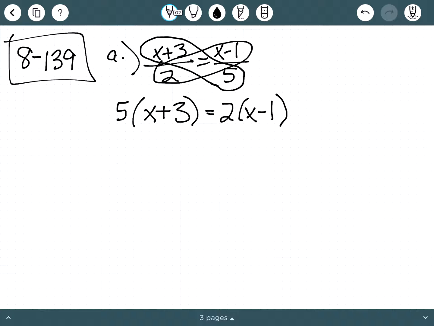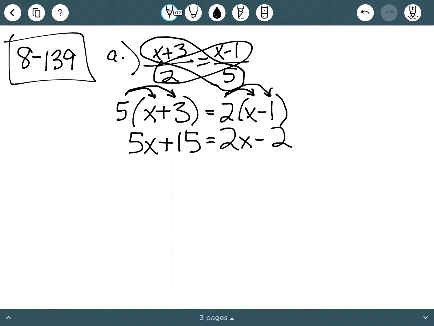Once we are left with this, the numbers outside of the parentheses need to distribute to everything inside of the parentheses. And we do that by multiplying. So 5 times x would give me a 5x plus 5 times 3 gives me 15. And that equals 2 times x, which gives me 2x, and minus 2 times 1, which gives me 2.